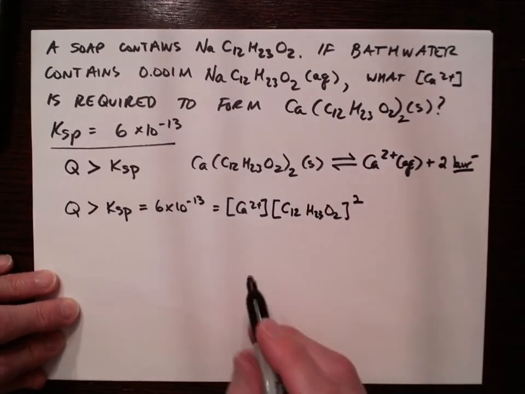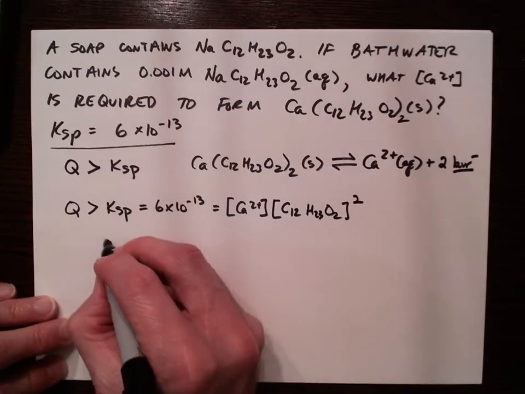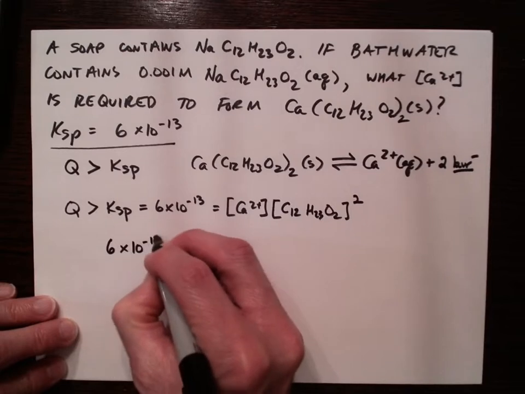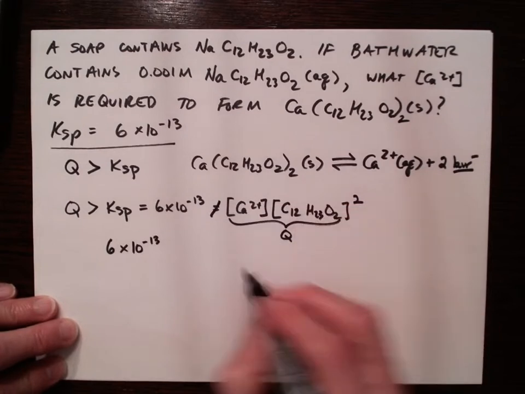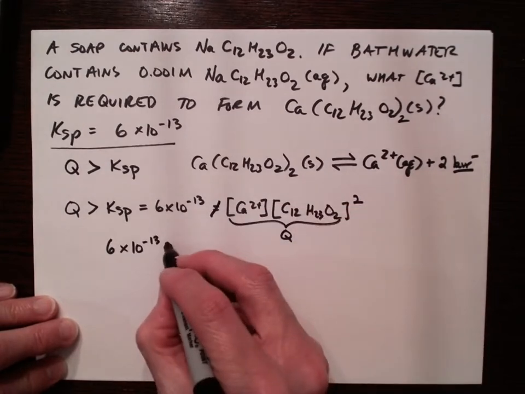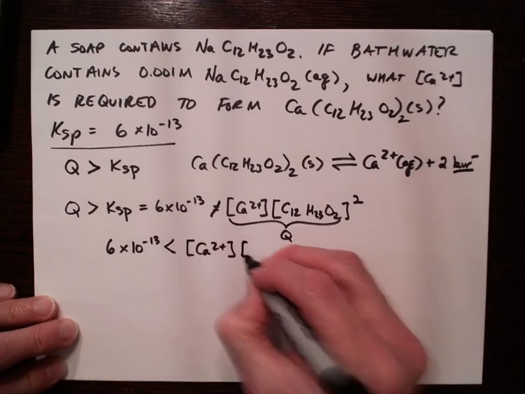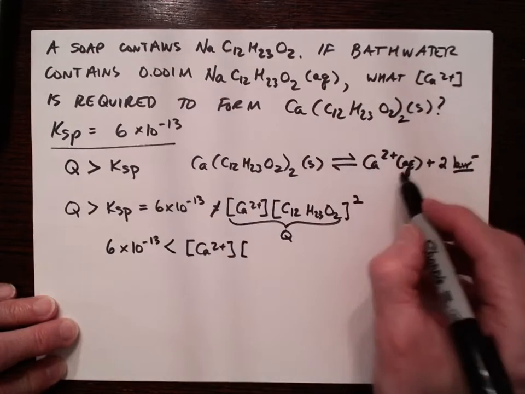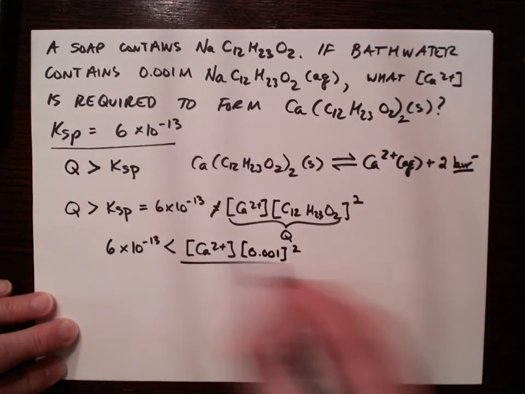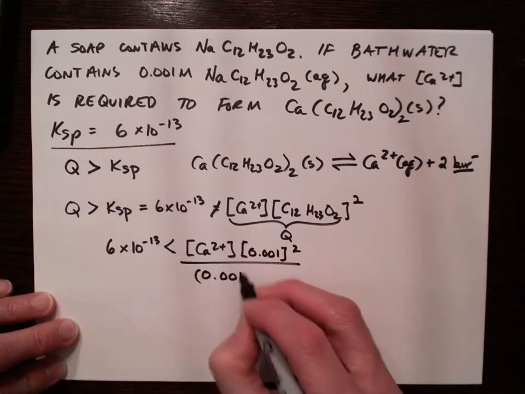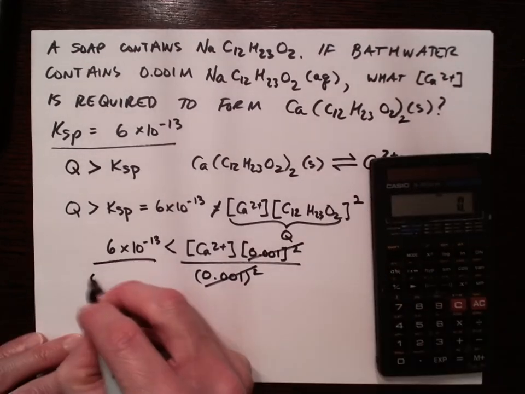And we can throw that in. And so KSP, that's going to be 6 times 10 to the negative 13. Of course, this is Q. I should write, actually, this is Q here. And Q is going to need to be greater than this. So the concentration of calcium times the concentration of laurate squared, which is 0.001 squared. That's got to be greater than this. We'll divide both sides by 0.001 squared. This will cancel. Now I'm ready to do some math.